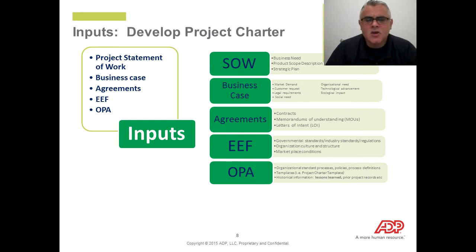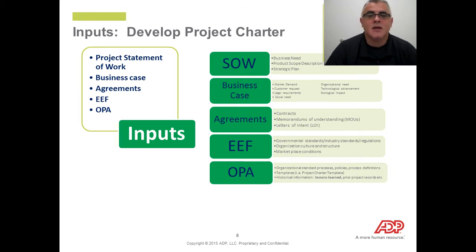Okay, on slide 8, let's look at some of the inputs to develop your project charter. You'll need a variety of different things when it comes to creating a project charter for whatever projects you're working on. But here's some examples, like a project statement of work. This will be the key product scope description, what your deliverables are going to be. You may have a business case, which is going to outline the business need, the justification, a cost-benefit analysis, and establish the boundaries for which your project will be about. You can have agreements like contracts, LOIs, and then there's enterprise environmental factors. These are like industry standards, regulations, marketplace conditions. Also, the organizational culture in itself could help outline how you're going to develop your project charter.